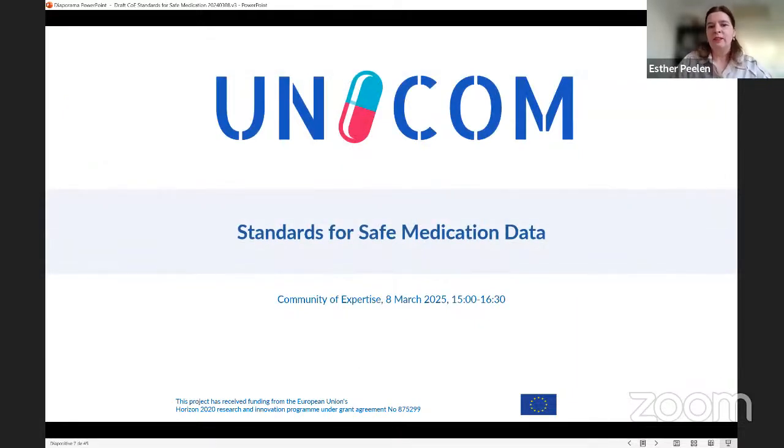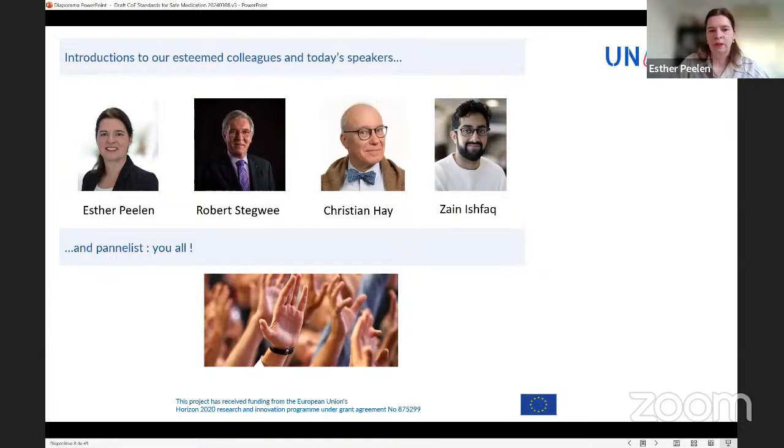So the topic for today is standards for safe medication data. We will take you through the results of our work package, which is on the IDMP standards related standards and terminologies. So we will tell a bit about what we have achieved, but we will also look into the future and see what we can do regarding sharing of information and experience, also after the project of UNICOM has ended. And we would really appreciate your feedback there. So we prepared 2 Mentimeters that we will share with you, and please feel free to share your thoughts.